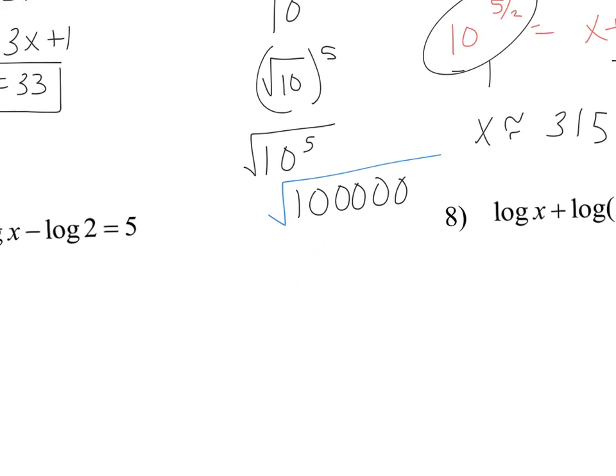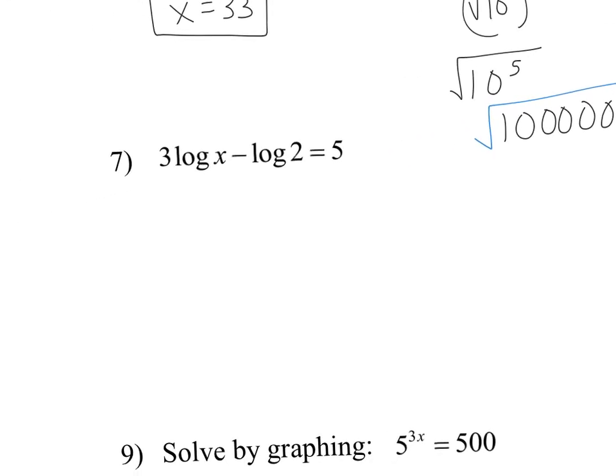And then number 7 is I want to write this as a single log. So think about doing the properties of log from 8.4. So I have this 3 out front. That's going to turn into my exponent, so it's going to be log x cubed. And then you're subtracting, so this is going to be your denominator, over 2 equals 5.